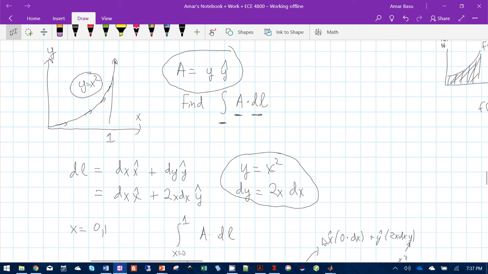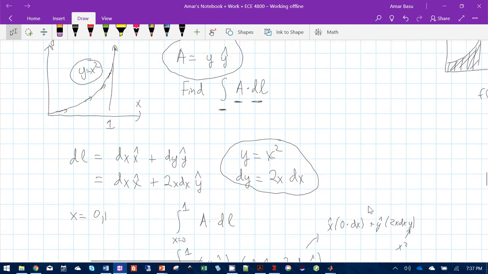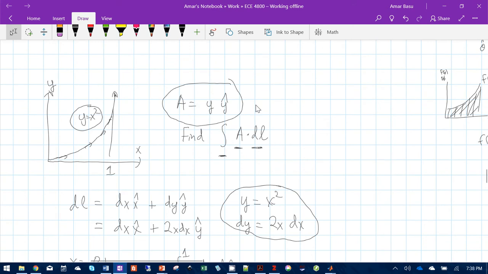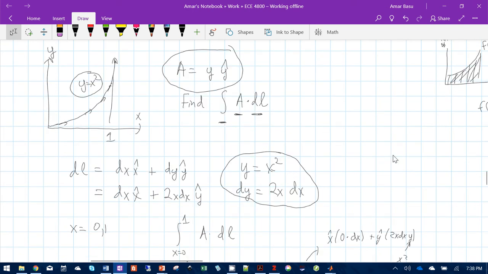Now, why would we want to put everything in terms of x? Because this is a line integral. It's a single integral, so you want to integrate with respect to a single variable. If you can put everything in terms of one variable, that's the way you do this problem. That's why we put dl in terms of x. And we're also going to put the vector field A in terms of x. A is y times y hat. Well, y is equal to x squared, so we can put everything in terms of a single variable.